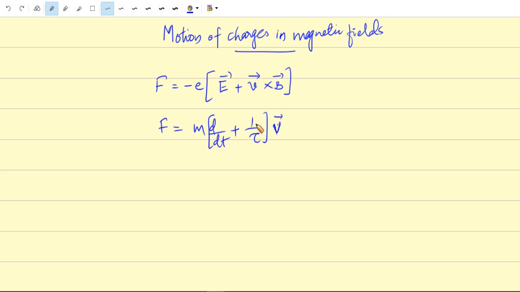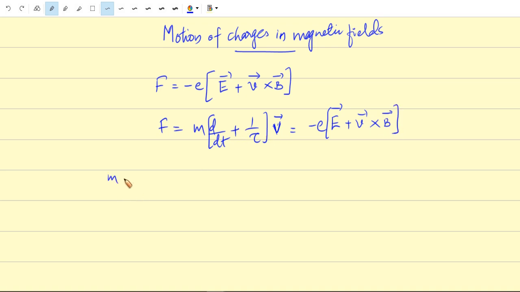Here the m (1/tau) v term is due to the collision of electrons with the phonons as well as the impurities. Okay, and this m dv/dt is due to the acceleration. Okay, now this is equal to minus e (E plus v cross B). Okay, here v is the drift velocity.